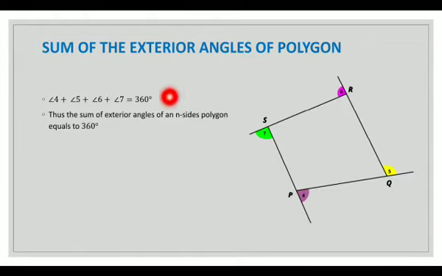The next property, sum of the exterior angles of polygon. Which are the exterior angles? Name the polygon. PQRS is the polygon and angle 4, angle 5, angle 6 and angle 7 are the exterior angles of polygon PQRS. So the sum of exterior angles, that is angle 4 plus angle 5 plus angle 6 plus angle 7, is equal to 360 degree. Thus, the sum of exterior angles of an n-sided polygon equals to 360 degree.